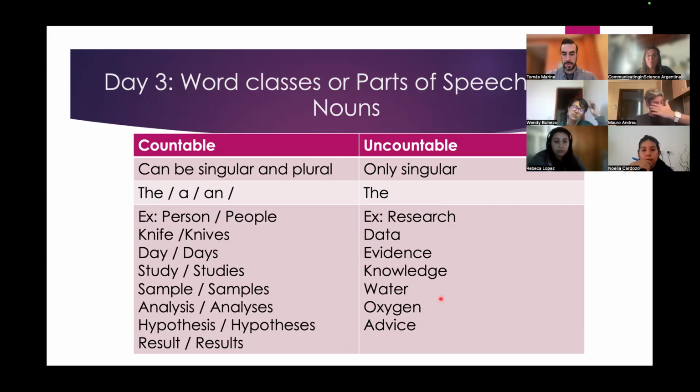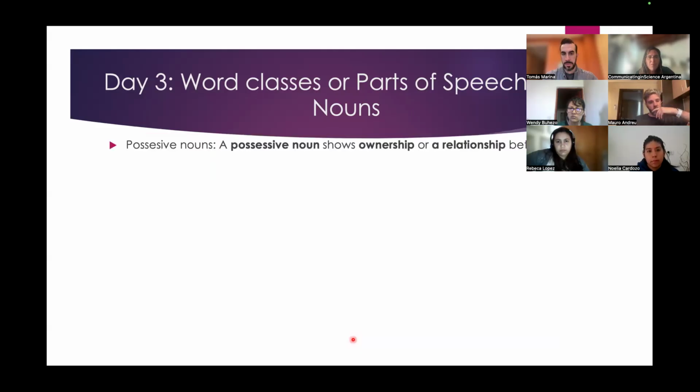One particular uncountable noun in English is advice, consejo. In Spanish, consejo can be plural. Me dio 3 consejos. In English, advice cannot be plural. So you can have some advice, algo, a piece, una pieza, a piece of advice. Yeah, that way we can make it countable. But the word advice is always uncountable. Perfect.